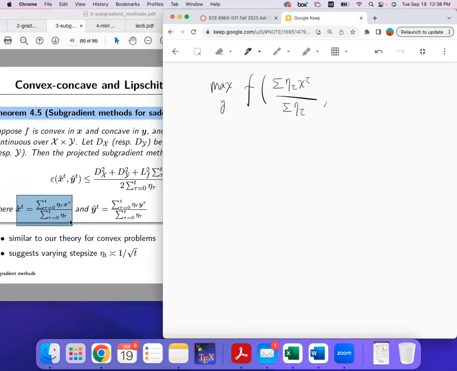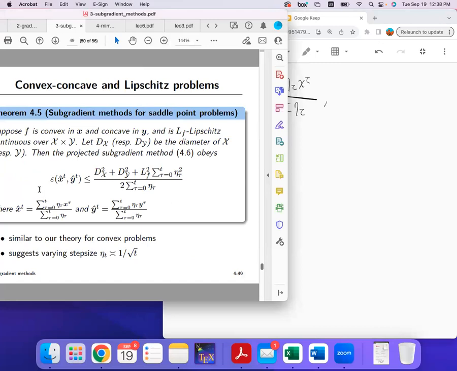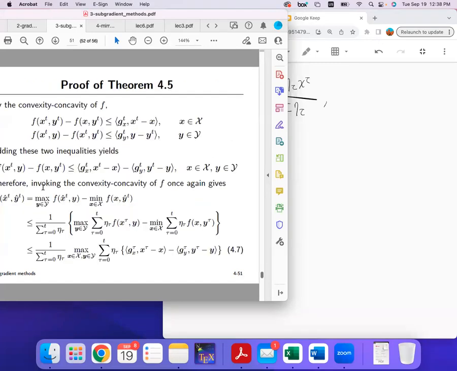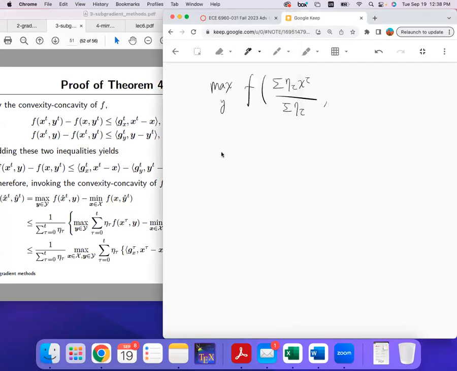I will skip the summations over tau for simplicity. So this is x hat t, y, minus the min over x, and we do the same thing. We have x, and for y hat t, again by definition, y hat t is a weighted average over y tau. But I think I will just do one side. The other side is the same.